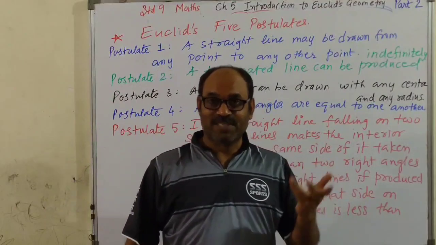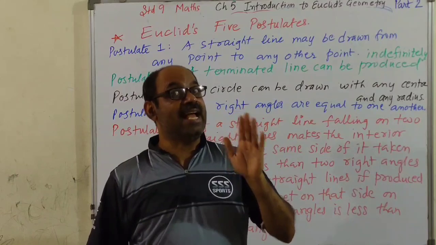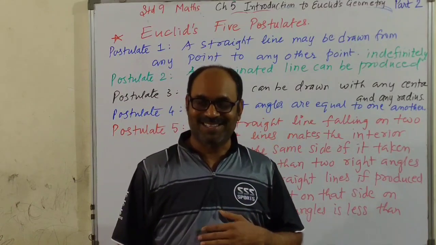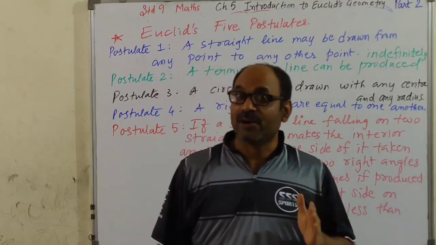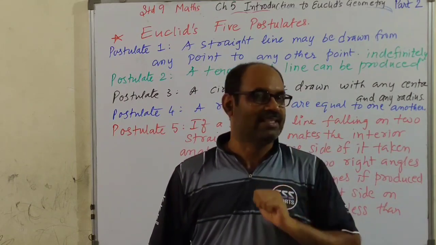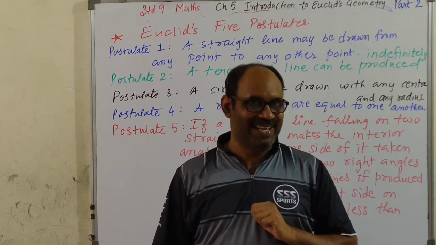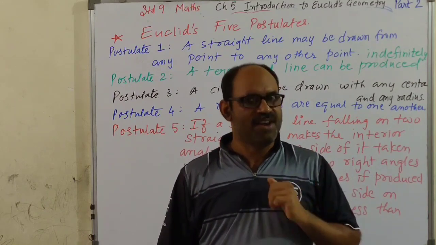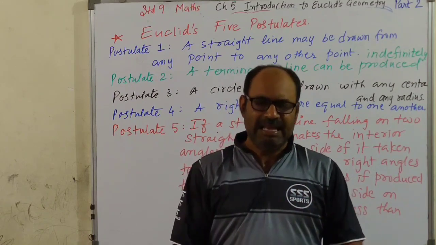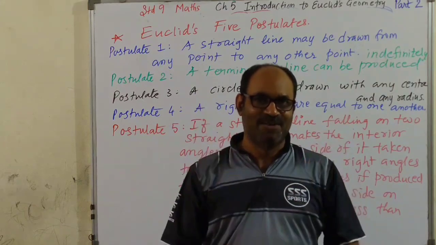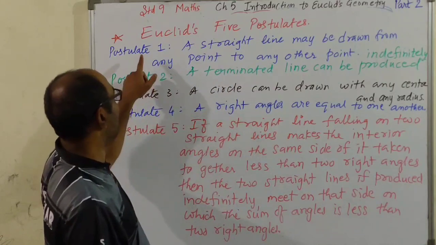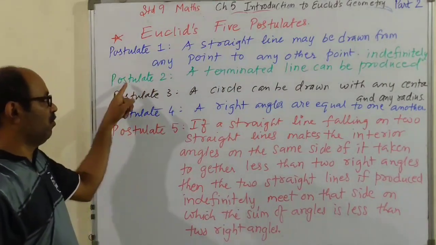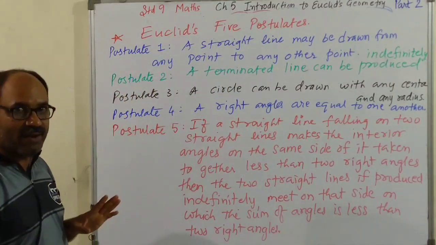Alright. So we have seen the 7 axioms given by Euclid. Correct? Now we are going to see the 5 postulates given by Euclid. First 4 are very easy. The 5th one, yes, you will have to use your brain to understand it well. These are the 5 postulates: Postulate 1, 2, 3, 4, and 5.